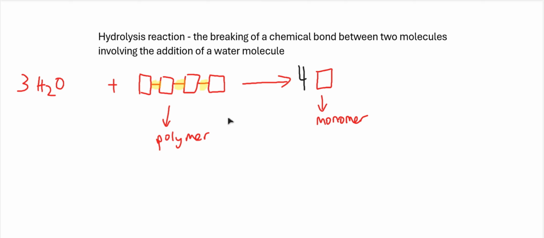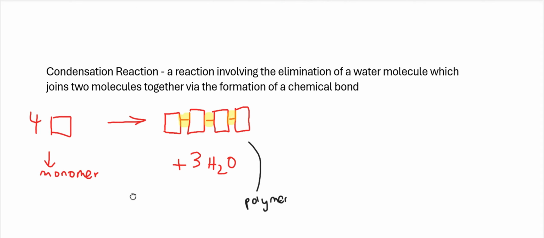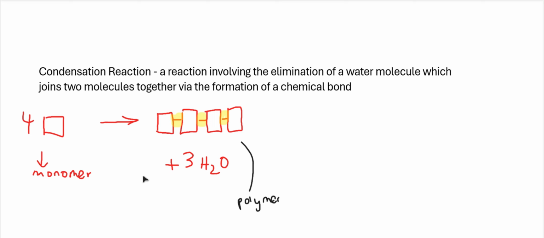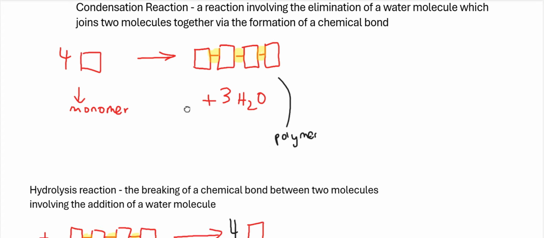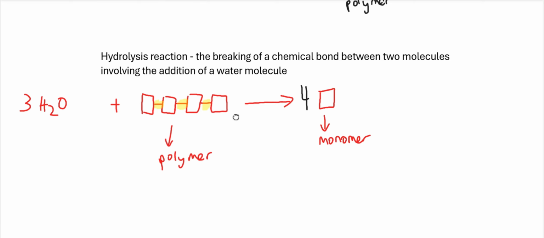So a hydrolysis reaction is the breaking of a chemical bond between two molecules involving the addition of a water molecule. Reading that at first, as a first impression, you may find that this reaction is the opposite of what we just learned, which is the condensation reaction. So the definitions are the opposite of each other. Roughly, you can understand the diagram is quite similar. It's just going the other way.